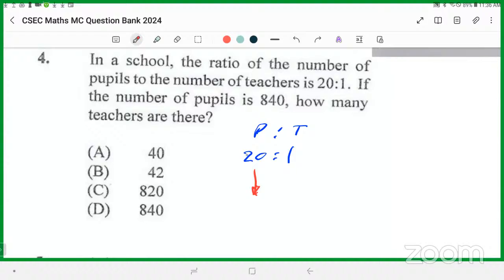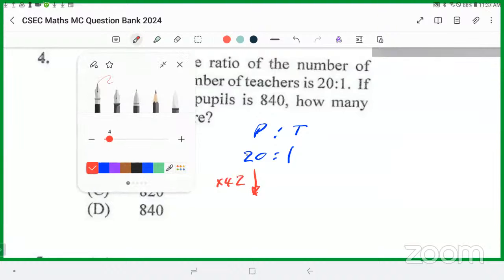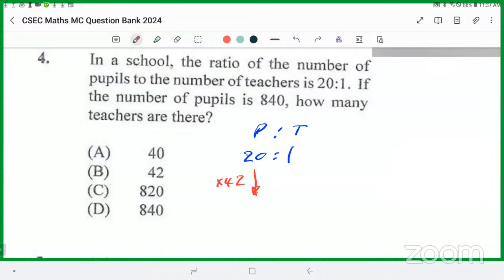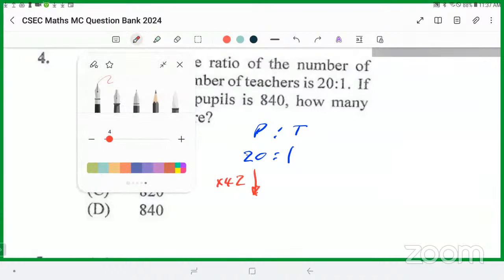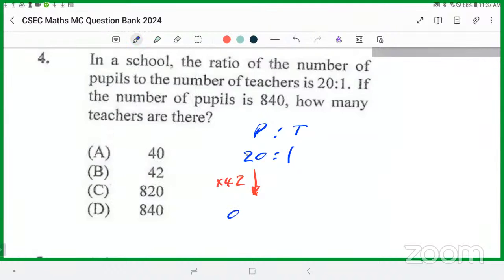So for this number to become 84, I need to multiply by 42. So I multiply this by 42. When I multiply that by 42, this side becomes 84, and then the 0 on it. Therefore, I have to multiply by 42 as well. So when there are 840 pupils, there are 42 teachers. How many teachers are there? 42.